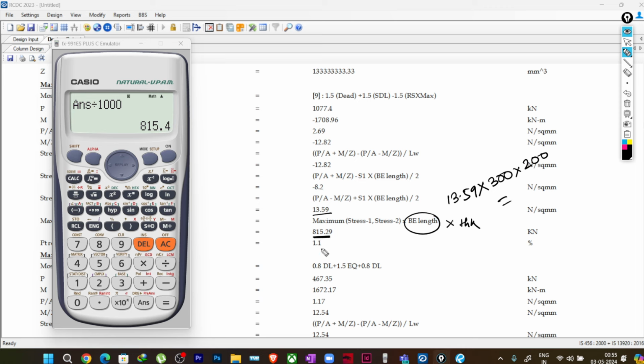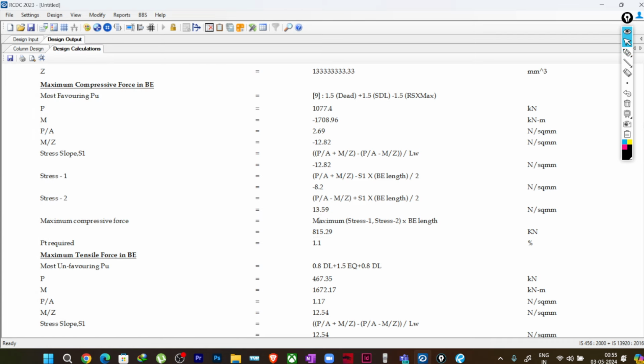Here I think the value is around 815.29, we are getting a bit higher. Maybe they have taken the effective length instead of the total length of the boundary element, so that is a different thing, but we are getting a similar value here. Okay, so this is how they found out the compression. The same way they will find out the tension also, the tensile stress multiplied by the area, so there will be a tensile force.